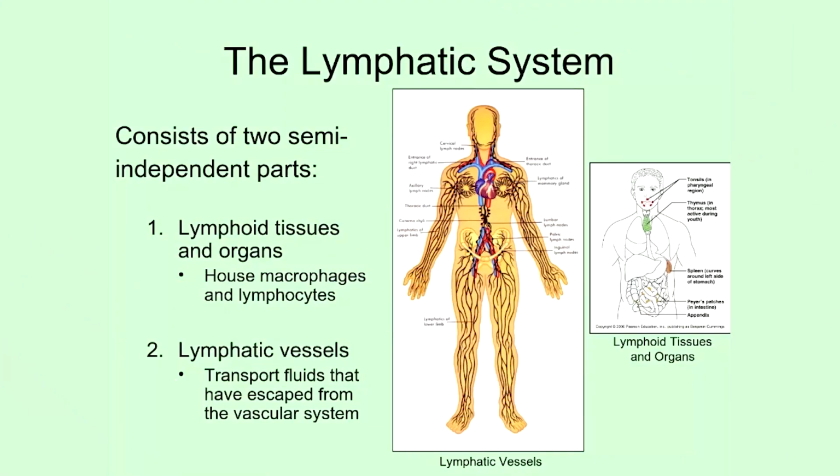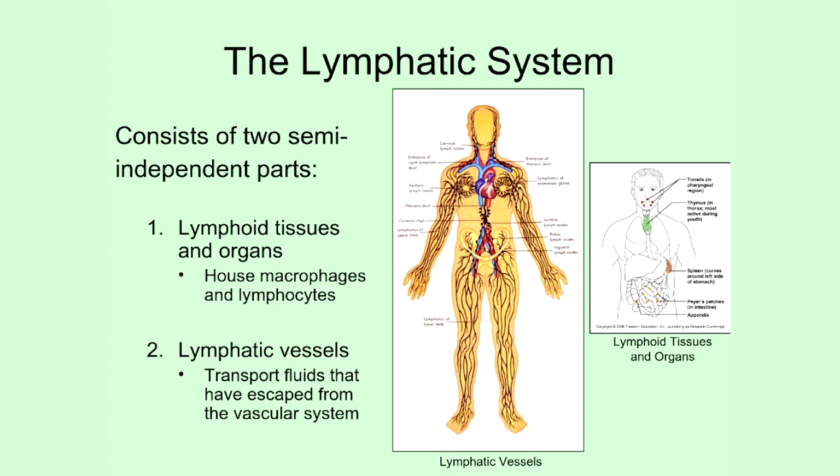So with this video, we're going to look at the lymphatic system. And the first thing that you should know about this particular system is that it actually consists of two kind of semi-independent parts. The first of these has an immune system function. So this includes what are known as lymphoid tissues and organs in the body.